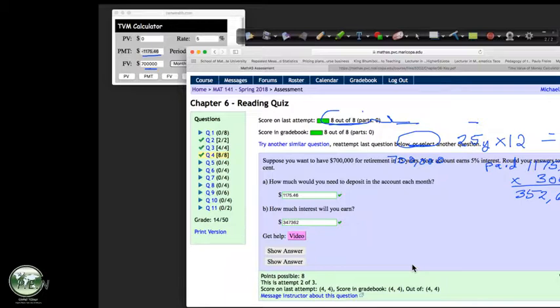That's the key part. Just remember, when they ask you to calculate interest, you're going to get the total payments, and then you're going to subtract it from something to get the interest. Okay, so we'll do it a few more times, I'm sure.